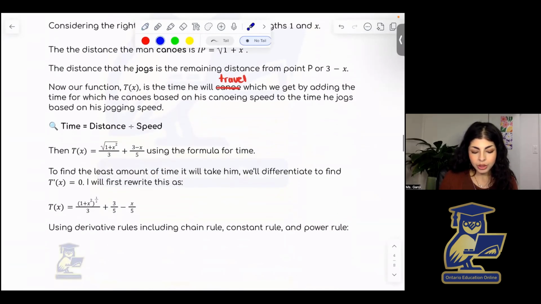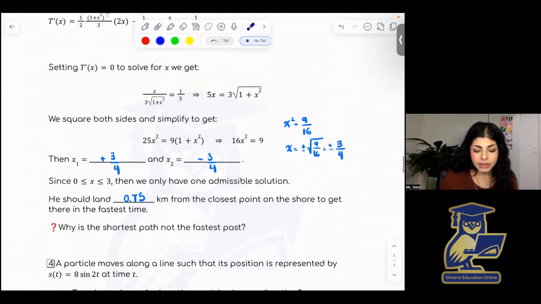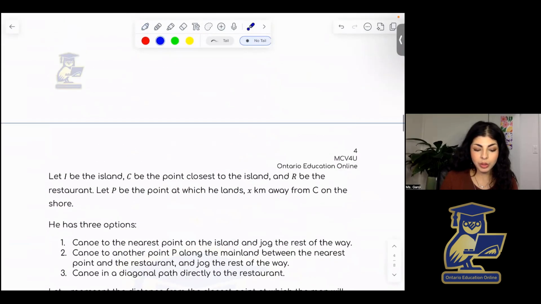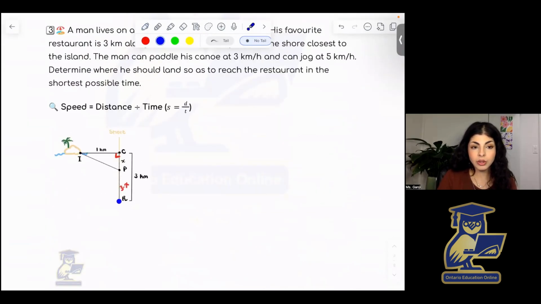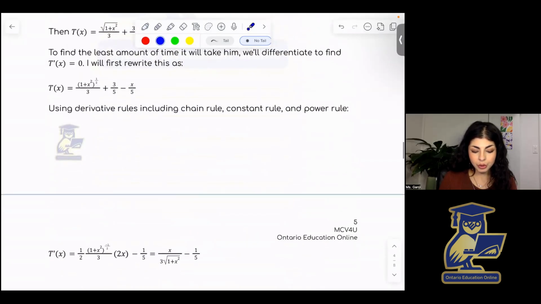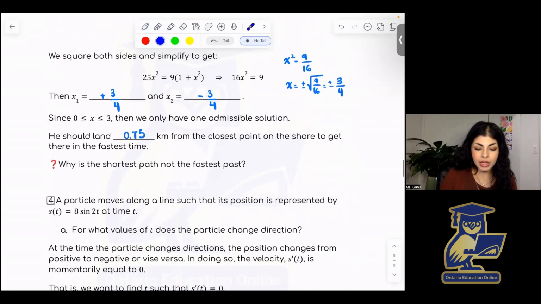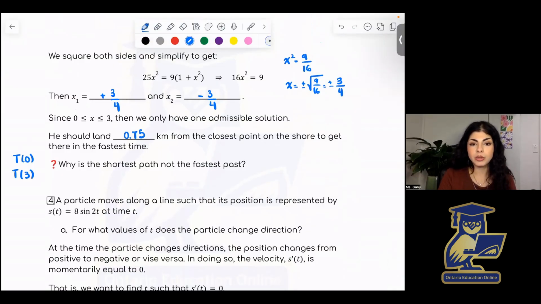And now I want you to consider, why is the shortest path not the fastest path? The shortest path would be him going directly to the restaurant, right? Which we know from properties of triangles would be our shortest path, but that is not actually giving us the shortest amount of time. You can double check this for yourself to determine what t of 0 and t of 3 would be, and maybe take a moment and try to solve those.